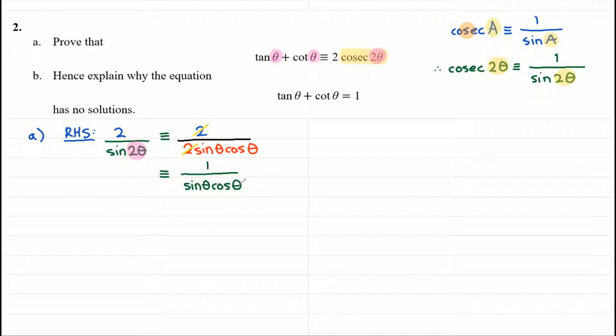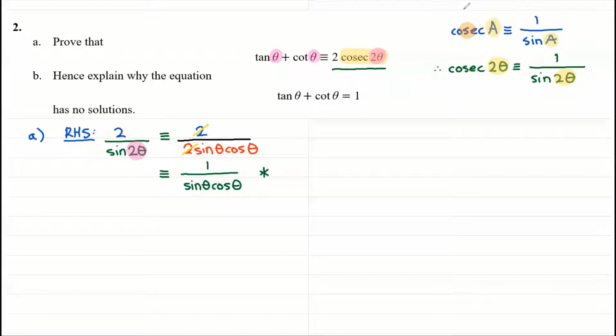Right, so this is interesting. We could have actually as well gone from this step and just reverse engineered and got to this step here with a little bit of work. So the question is, how are we going to create a tan theta and a cot theta from all this? So that's something we need to ponder.